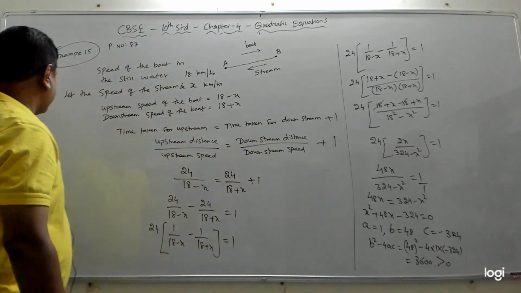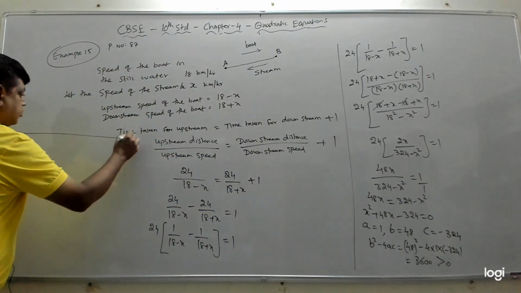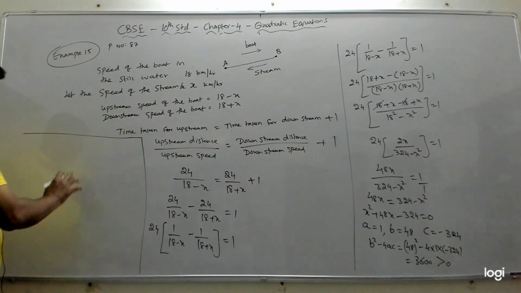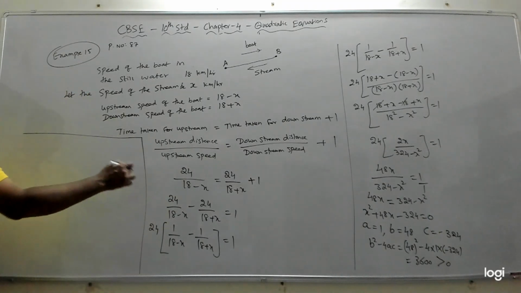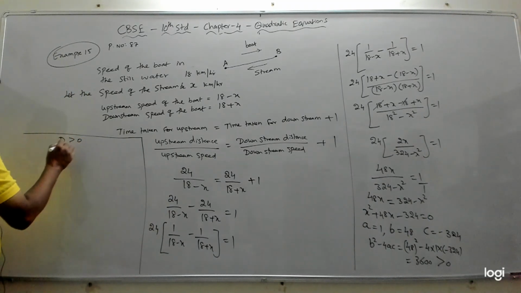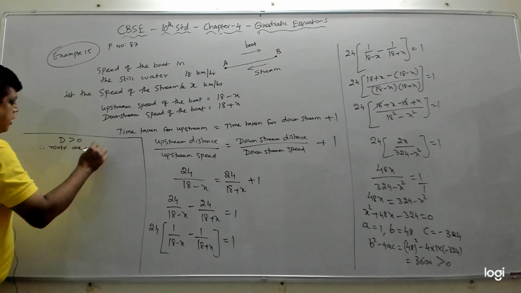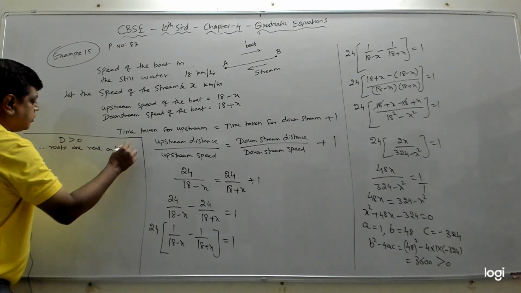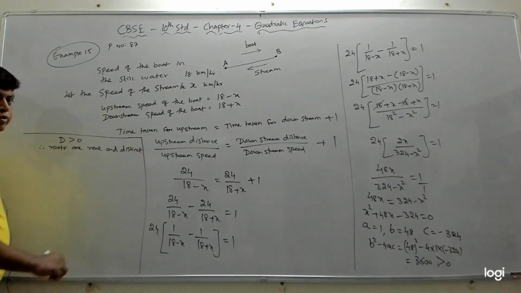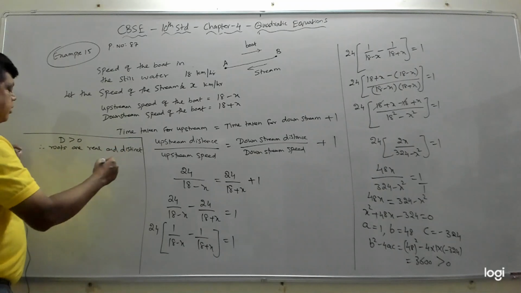Right? So I'll write the continuation of the problem here. Fine. So now, D is greater than 0. Therefore, roots are real and distinct. Now we will try to find the roots.